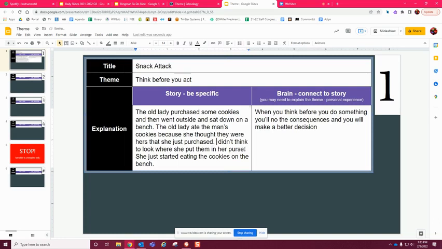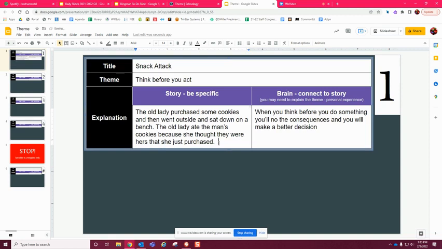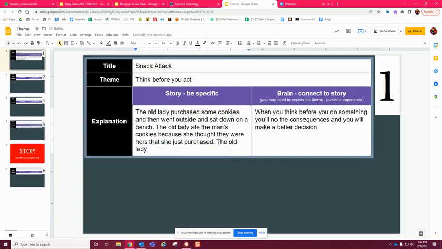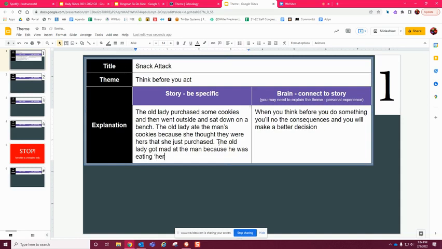Okay, which we probably just do this. We don't need to delete that. Now, I like the fact that it said she didn't think to look in her own purse. But then you can see here, we can even say that the old lady got mad at the man because he was eating her cookies.